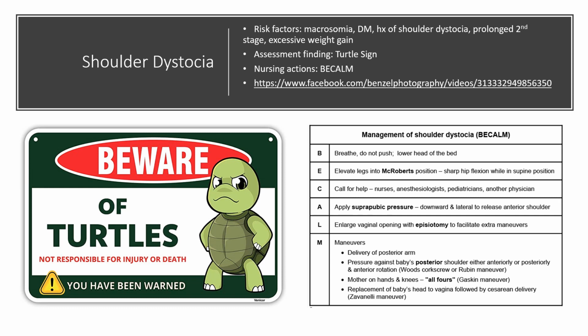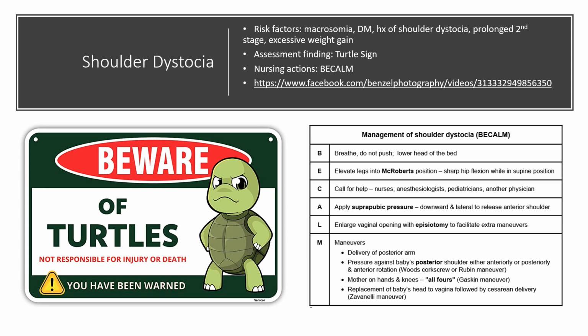Because as the head's coming out, it wants to deliver, but oops, darn, those shoulders are stuck, and it pulls it back in. Risk factors that a patient might experience a shoulder dystocia are macrosomia, so is the baby really big? Diabetes, because those usually grow bigger babies. If the patient has a history of shoulder dystocia, a prolonged second stage, so she's been pushing for a long time. Maybe she's pushing because that baby's really big or it's just not fitting well in the pelvis. And excessive weight gain.